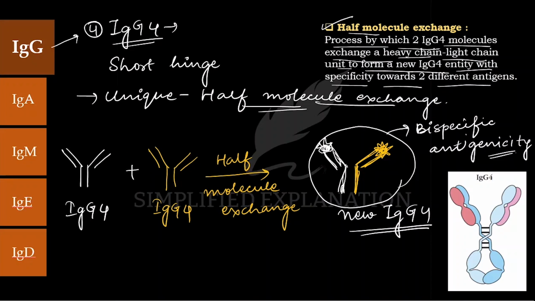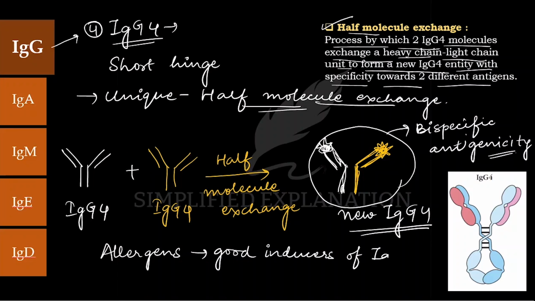Also, one of the properties of IgG4 is that allergens are good inducers of IgG4. Along with which type of antibody are they induced for allergens? IgE. Along with IgE, IgG4 is also induced. So this is one of the properties of IgG4, that it undergoes half molecule exchange.